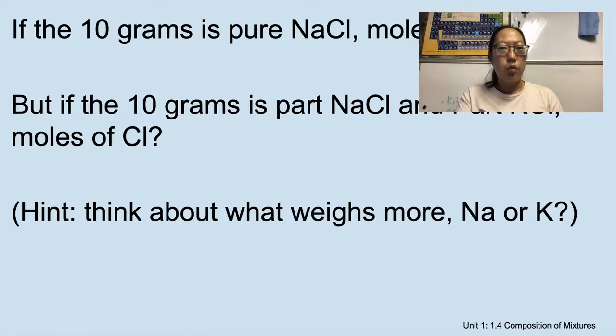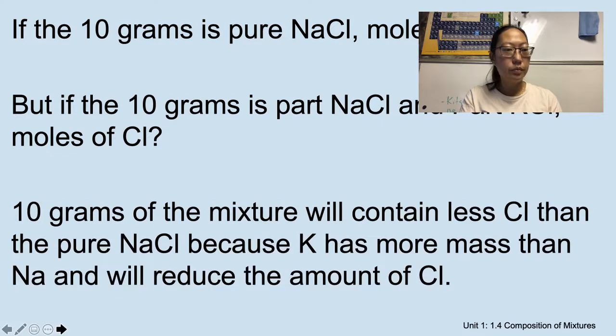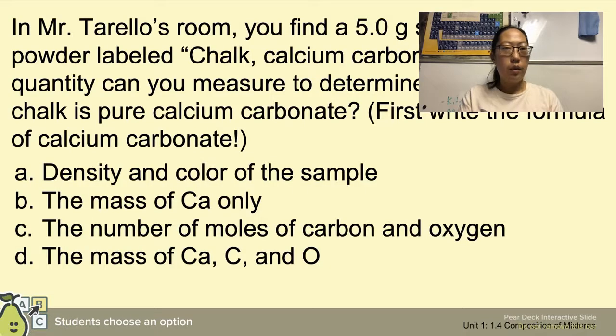So here I'm kind of walking you through what's going on. Think about how many moles of Cl you'll get if you have pure NaCl, but then if you have part NaCl and part KCl, think about how many moles of Cl you get. And then think about what weighs more. Okay, and then going over the answer there. And then you are going to discuss and choose an option for that problem on Pear Deck. The answer is D, by the way.